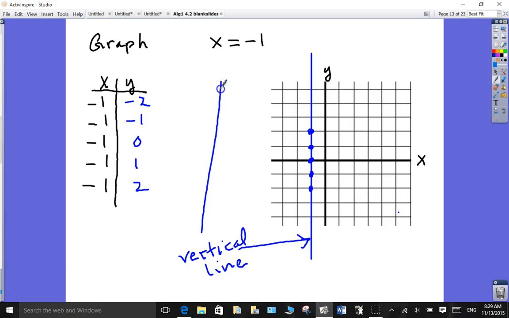So vertical line is when x is the constant. Y can be anything, but x is fixed. Horizontal line is when y is the constant and x can be anything.